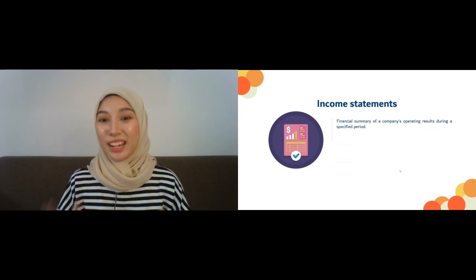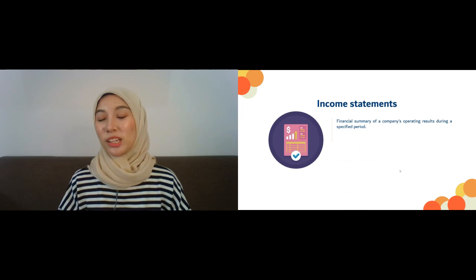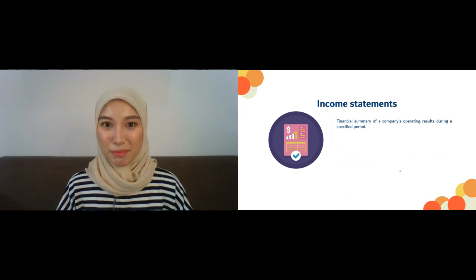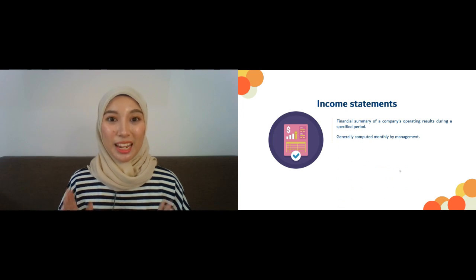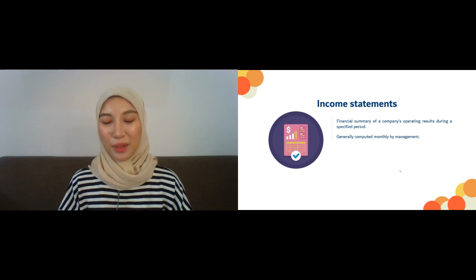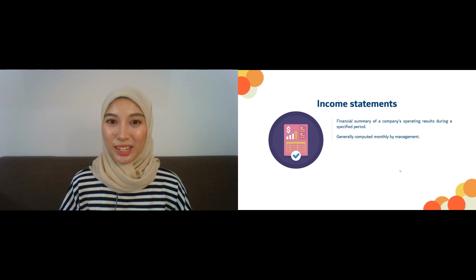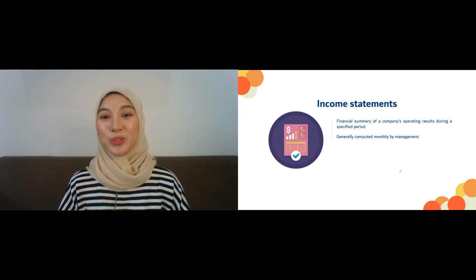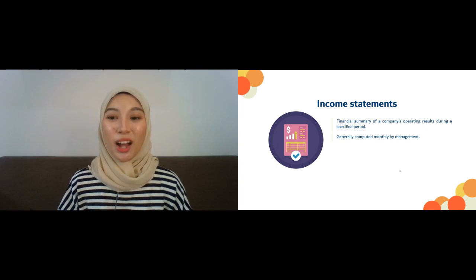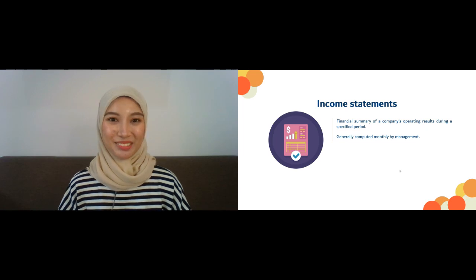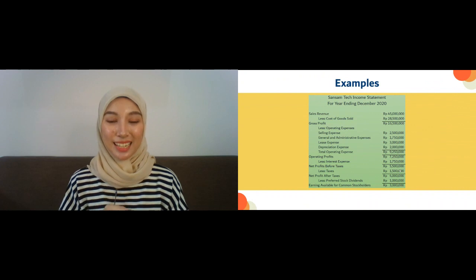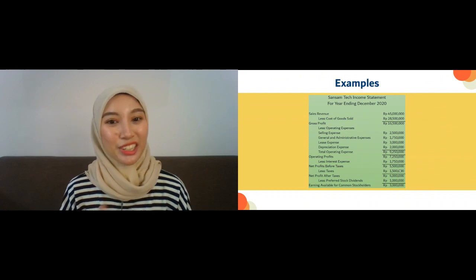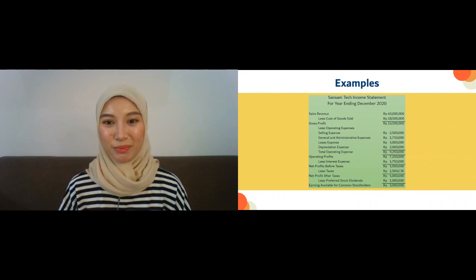An income statement is the financial summary of a company's operating results during a specified period. Usually, management does it monthly. However, management can also do it quarterly or yearly. It depends on how the management prefers. Here's the example of the Sun Samtech income statement for the year ending December 2020.